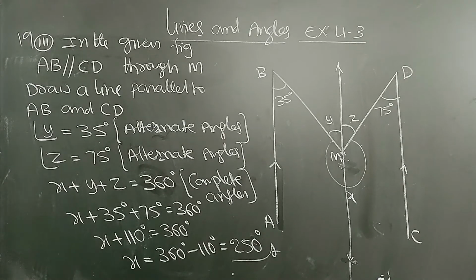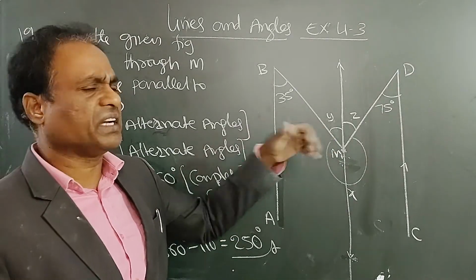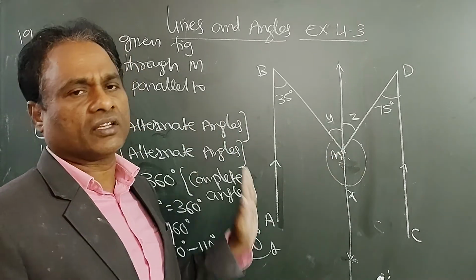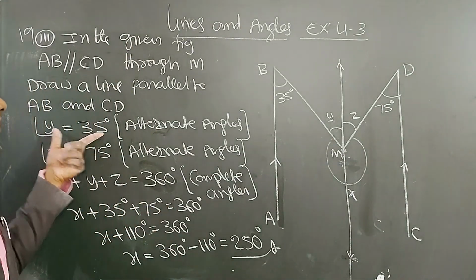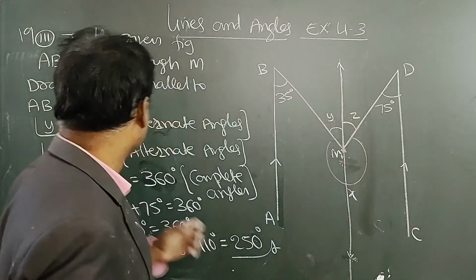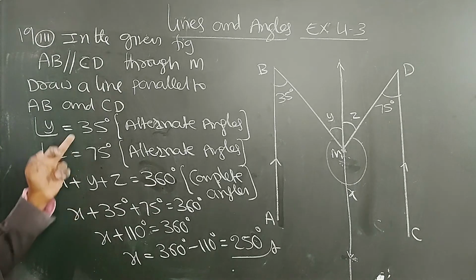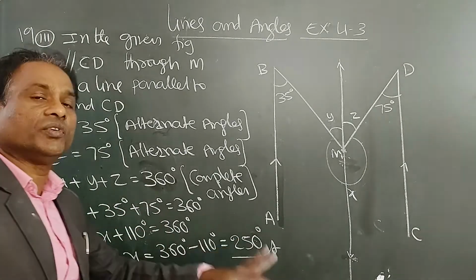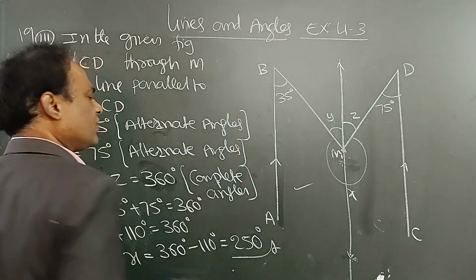The alternate angle concept, in many cases we are using, students. Y is simply equal to Z, alternate angles, without any solution, just a statement. Y is equal to 35. In the same way, these two are alternate angles. Z is equal to 75. X plus Y plus Z is 360. X plus 35 plus 75, so 110 that side, 360 minus 110, total 250 degrees. Okay, this exercise is over.